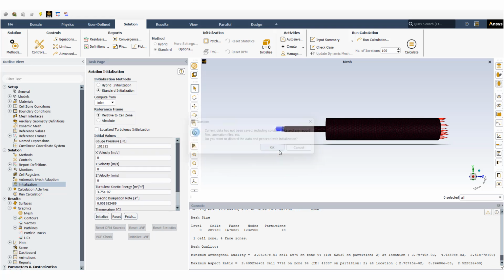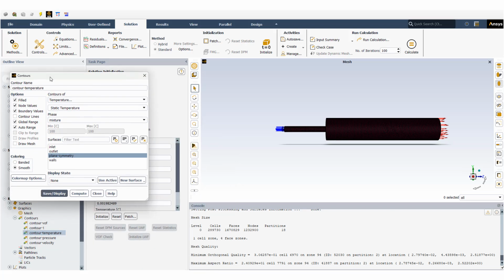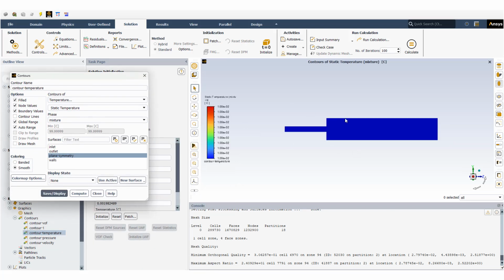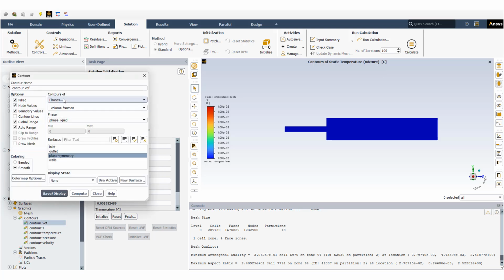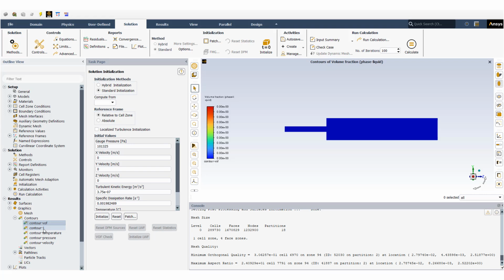Initialize the domain, and then you can see the vectors. I already had vectors for the velocity, pressure, and temperature at the symmetry plane. As you can see, 100 everywhere. You can see also phase volume fraction. For example, for liquid, you can see that 0. And there is another liquid contours in the results that I will talk about later.